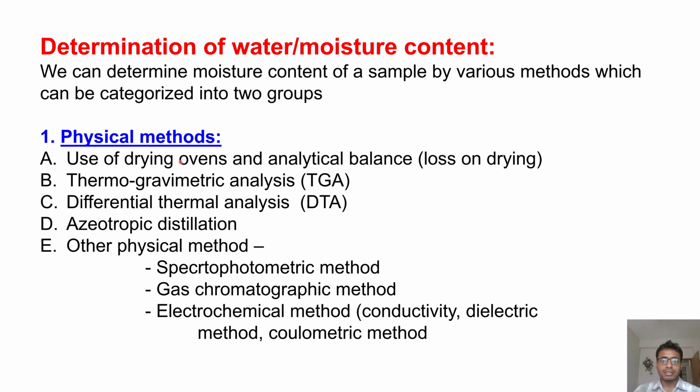So we can see here these are physical methods because usually no reaction is taking place here. We can say you are just applying your sample and you are just getting your result. This is the physical method. But in case of chemical method, several reactions are taking place and we are determining the moisture content by utilizing different reagents or chemicals, etc.